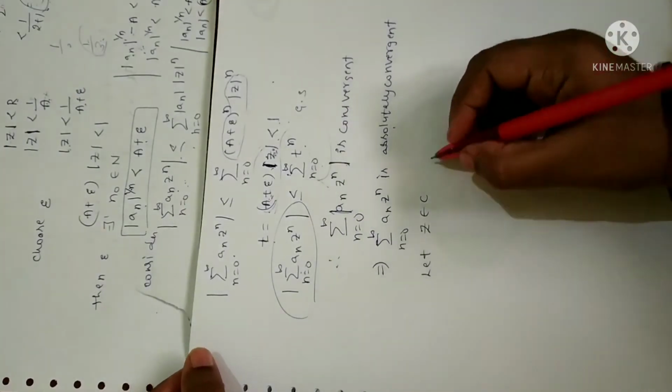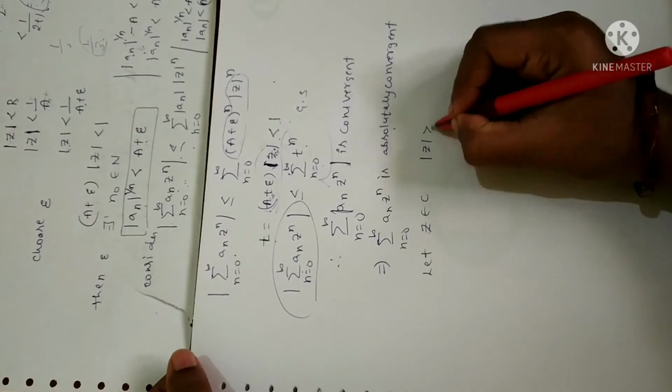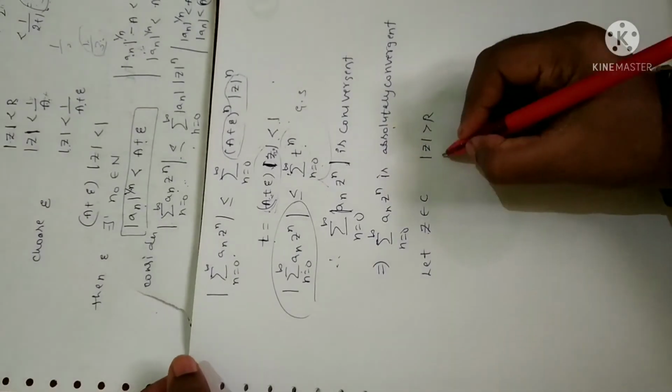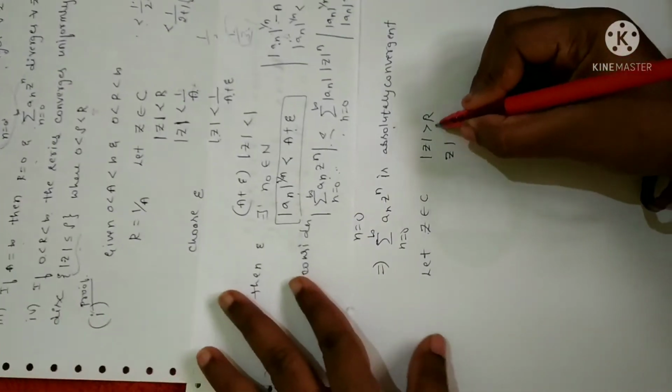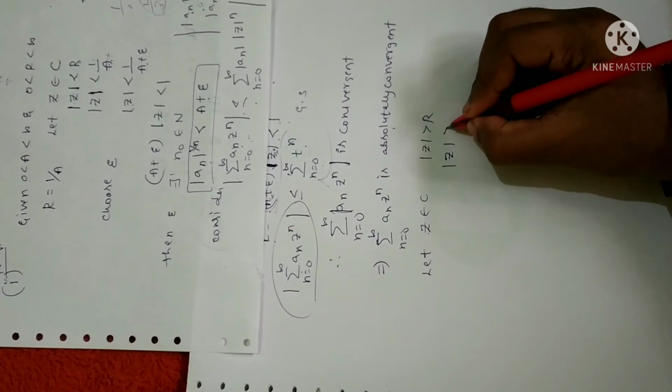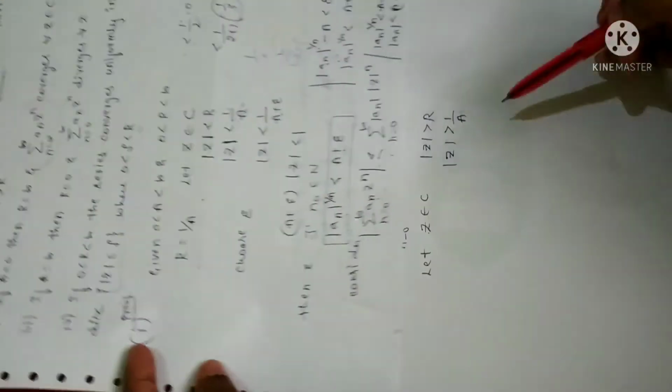As usual, in a complex plane, elements will be of the form z. So if mod z is greater than r, then I can write, since I have done the case for mod z less than r, now I am going to prove the second case, that is for mod z greater than r. I can write mod z is greater than 1 by a. Why? Because the value of r is given as 1 by a, so that is why I have written it as 1 by a.